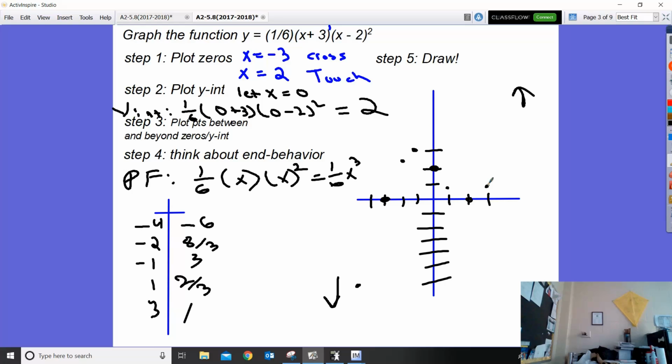Start from left to right. Don't ever pick up your pencil. These are not straight things. They're all curvature. The only things in here that you graph that are straight are lines and absolute value. I missed my initial arrow, but okay. It was in the wrong spot. That's it. That's how you graph a polynomial.